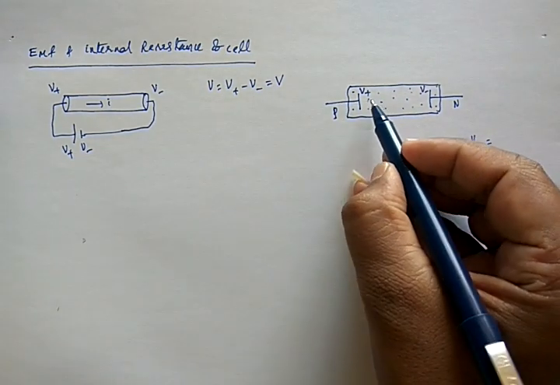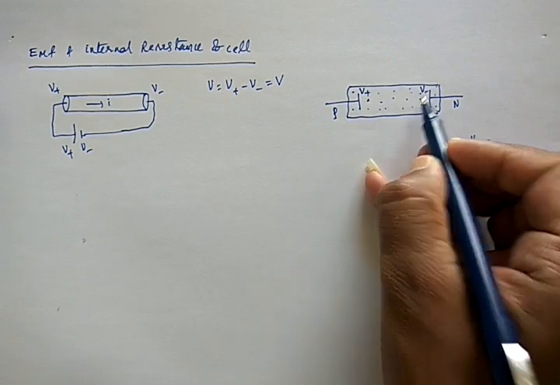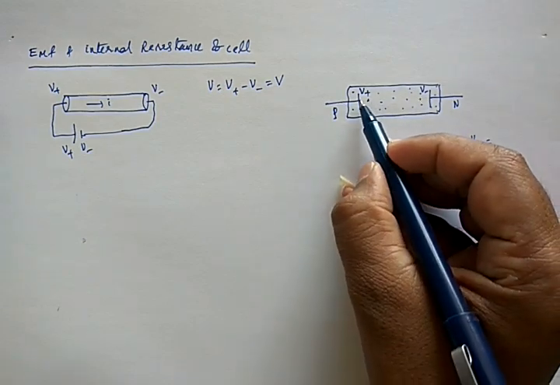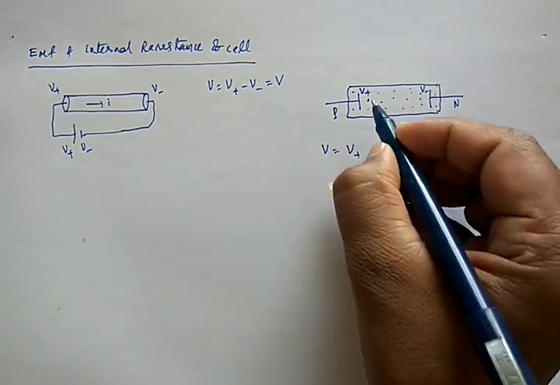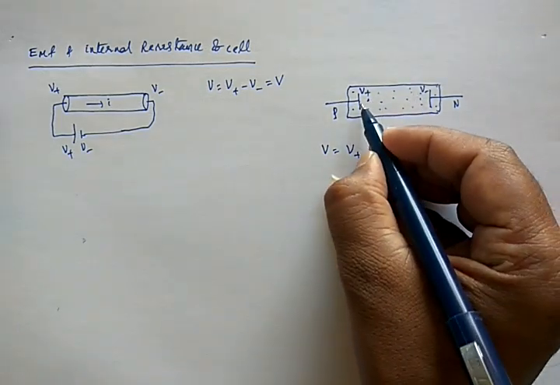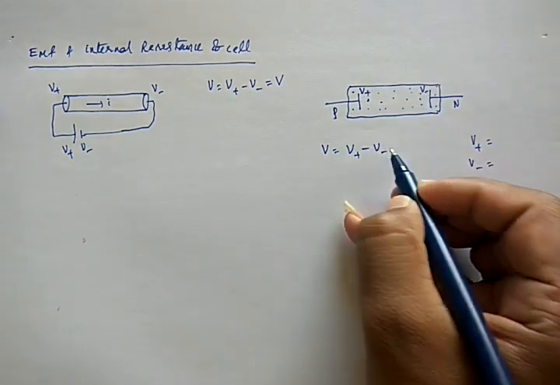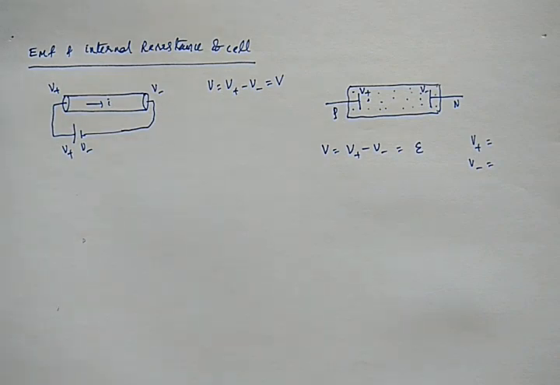So if the potential at any point in the electrolytic solution is the same, there will be no potential difference from here to there, and the potential difference between this terminal and that terminal will be V plus minus V minus. So that will be the EMF of the battery. You can define the EMF of the battery as the potential difference between the positive and negative terminals of the battery if there is no current through the battery.